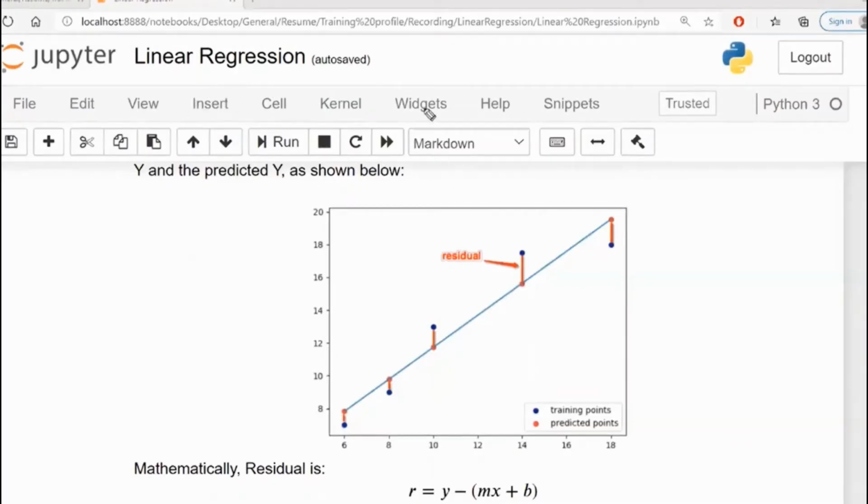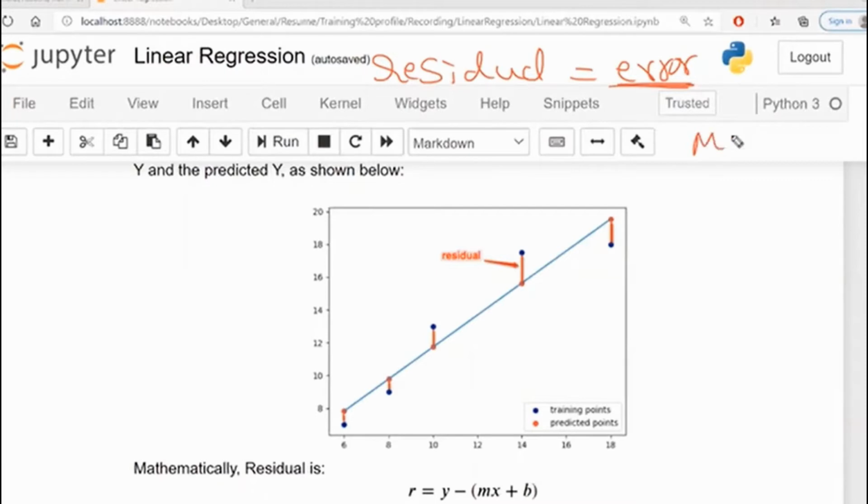We discussed that a residual is nothing but error. So what is this error? How does this error come? I have some actual marks. Suppose I have 90 marks. I have obtained 90 marks in one of the subjects, and this is my actual marks.